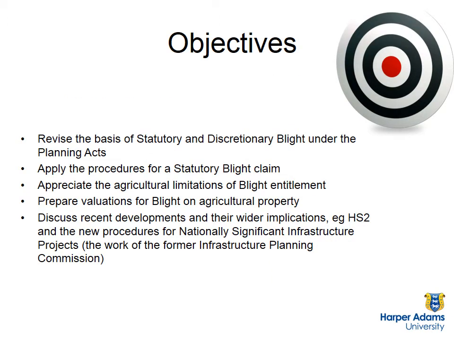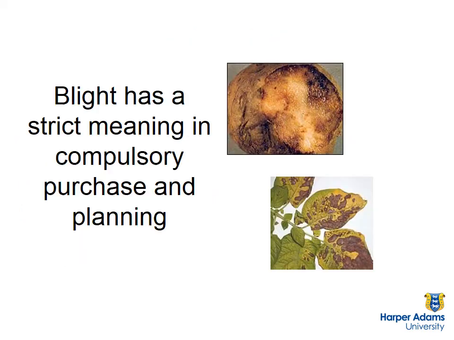The overall objectives for these series of web classes are these. We're going to be looking at the basis of statutory and discretionary blight. We'll explain what those mean in a moment or two. We're going to look at the procedures for a statutory blight claim, and we're going to have a look at the limitations of blight entitlement on farms. That should allow us to prepare valuations for blight on agricultural property as well as other property, and we're also going to round off with a discussion of some recent developments and their wider implications, for example HS2 and some of the procedures for nationally significant infrastructure projects which have been introduced over the last few years.